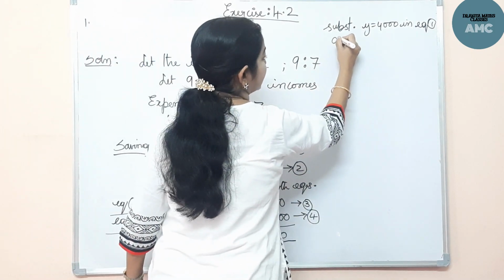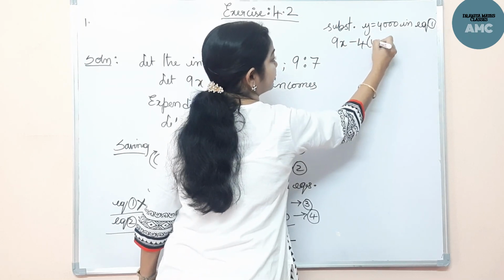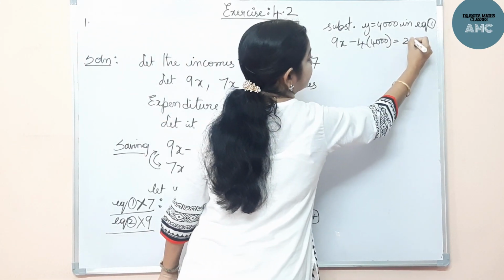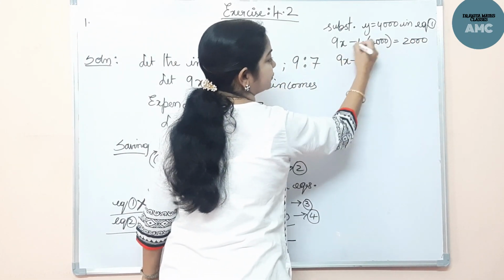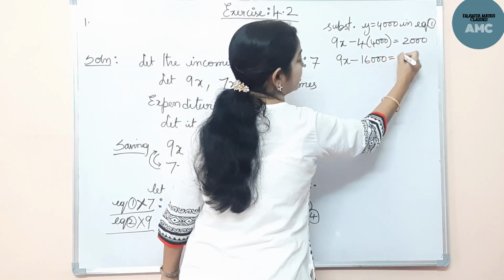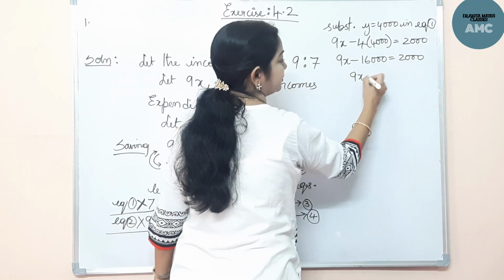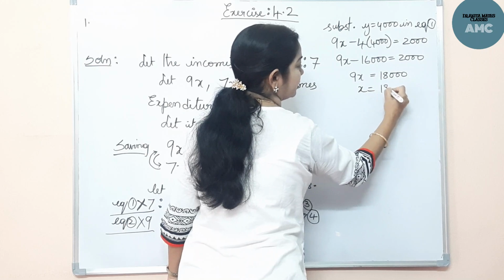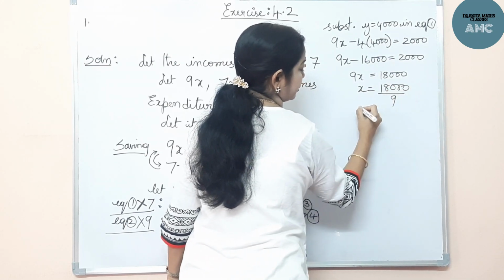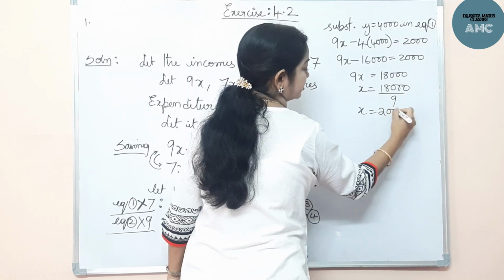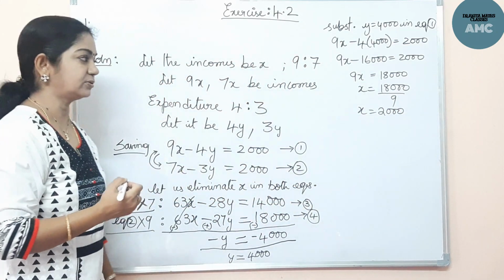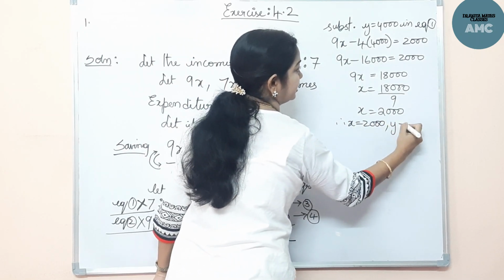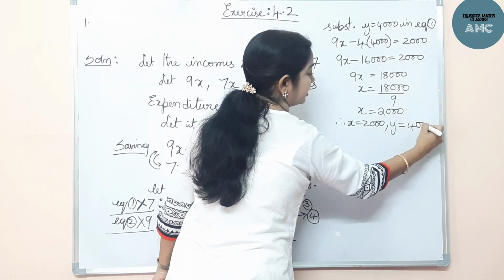9x minus 4 into 4,000 equal to, first equation equal to 2,000, isn't it? So 9x minus 16,000 equal to 2,000. So 9x, you send this outside, comes to 18,000. Okay, x is equal to 18,000 by 9. This comes to 2,000. So x value is 2,000, and we know that x is 2,000 and y is, how much we got y? 4,000. These are rupees, isn't it?